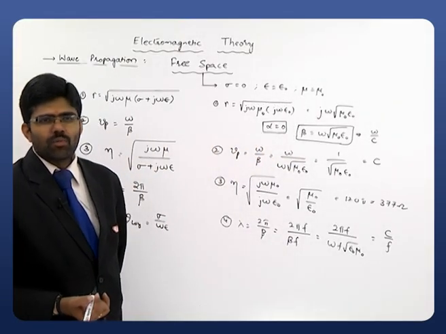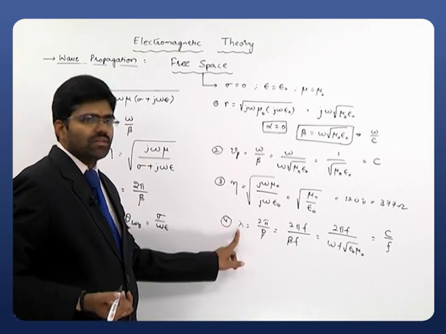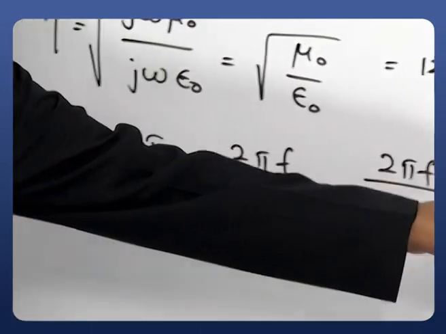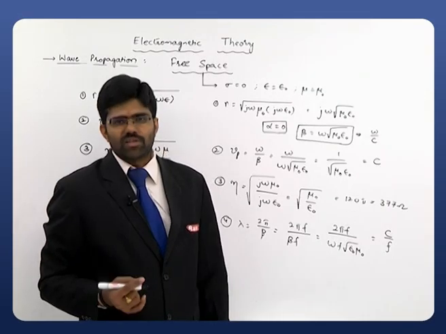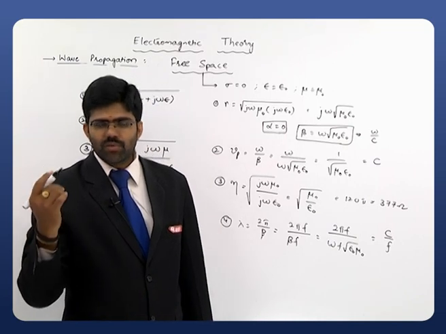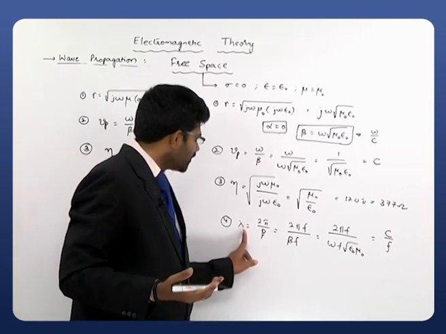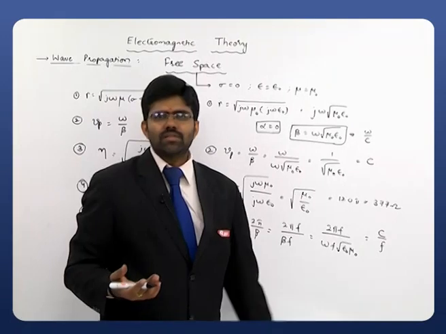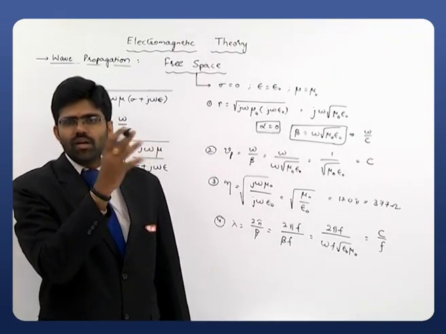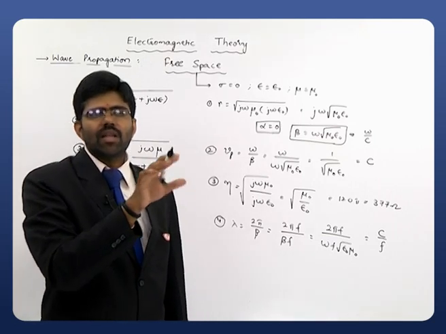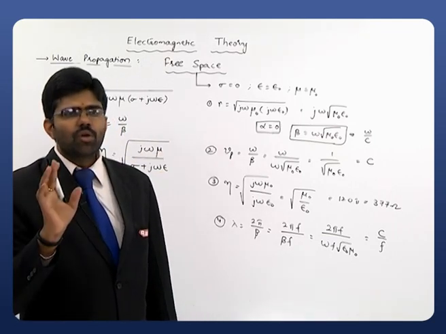That's why always remember that the wavelength in free space is equal to the velocity of light divided by the frequency. A very simple relation. This is very much known to us, right? In the same way for dielectrics also, wavelength is equal to velocity by frequency. If you go for that equation and manipulate it, what we get is lambda equals velocity divided by frequency.